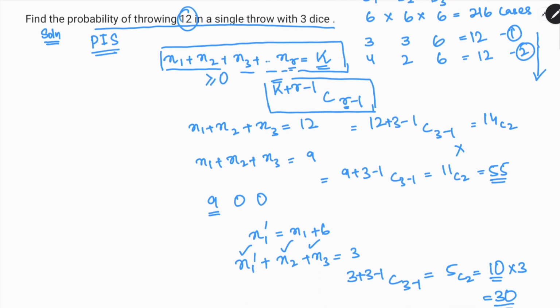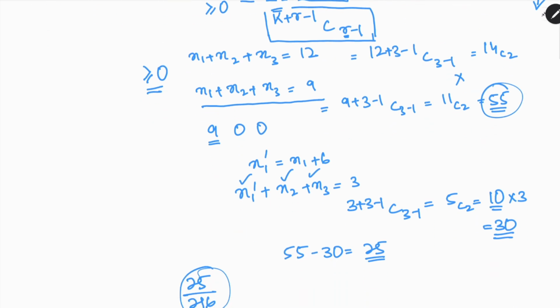Now we applied the formula that x1 plus x2 plus x3 is equal to 12, and then we subtracted 1 from each case, because in this we have greater than or equal to 0, but in a die the minimum number is 1. So we'll get x1 plus x2 plus x3 as 9. Now from that we got 55 possible cases. But again we have a second constraint, that the maximum number on a dice is 6.